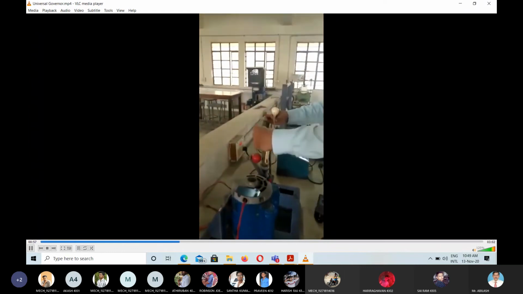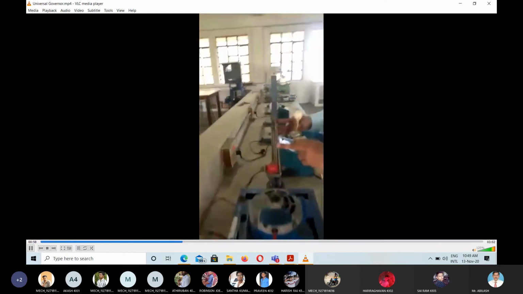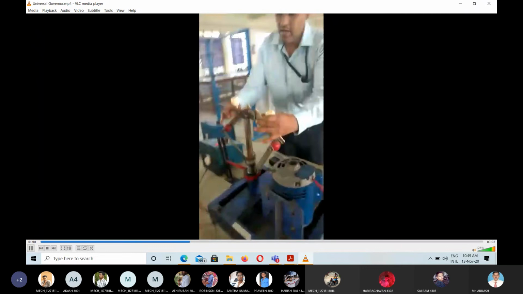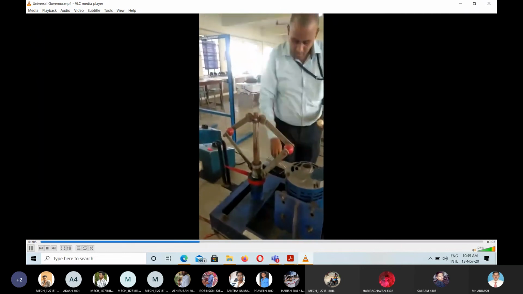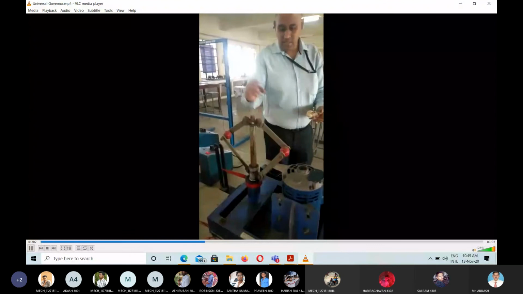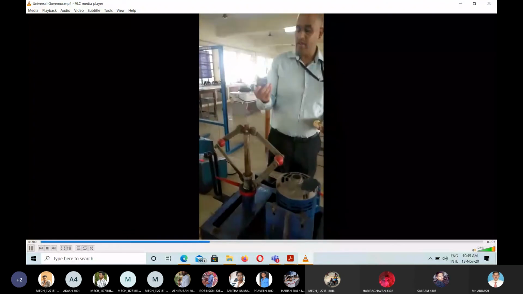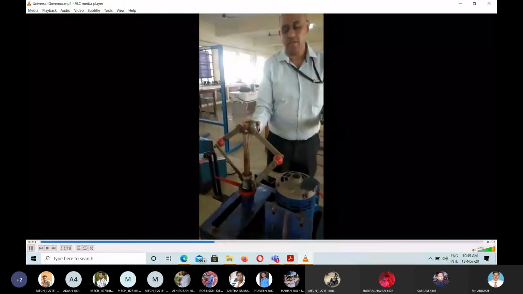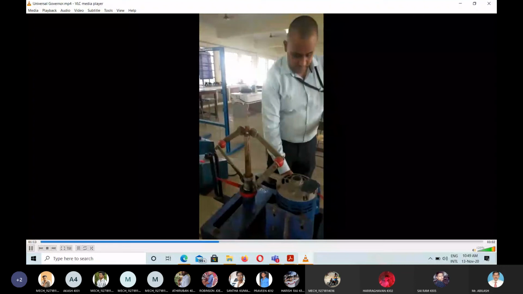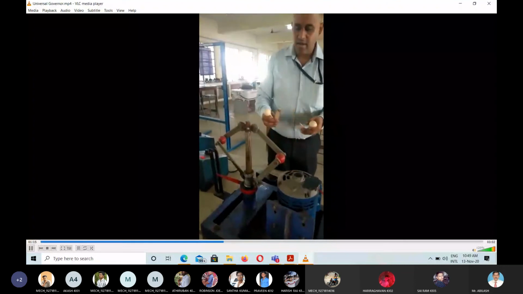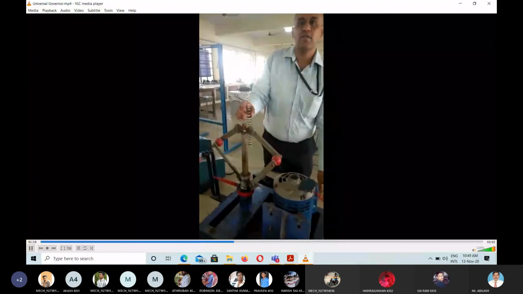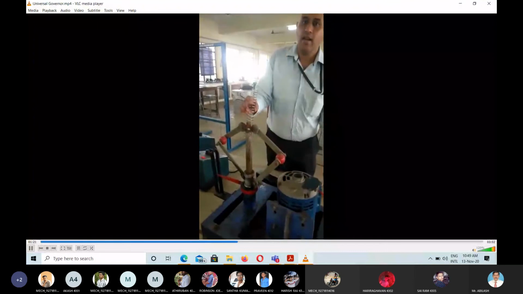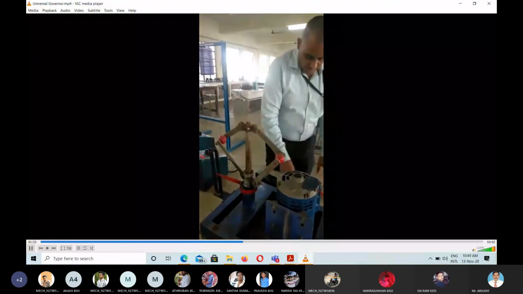Next configuration: remove these 2 upper links and insert this. Then the governor becomes the Royal governor. If you want to perform the Hartnell governor, insert the spring. In the other 3 configurations the dead weight will be at the center, so you need to remember that. For the Hartnell governor, you need to keep these arms and insert the spring. That is the position for the Hartnell governor. Okay, so let us start the experiment.